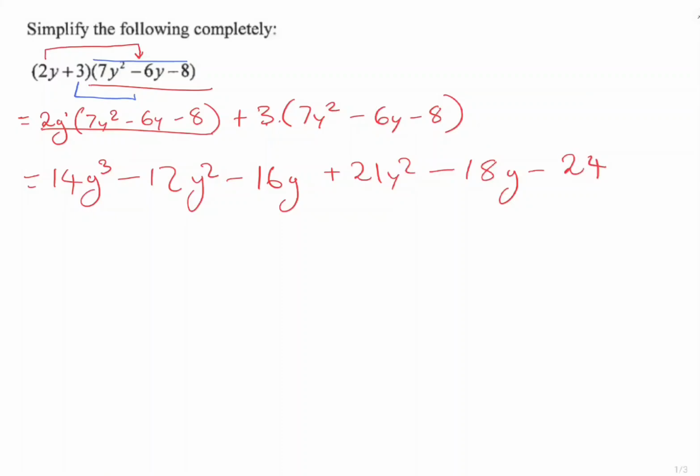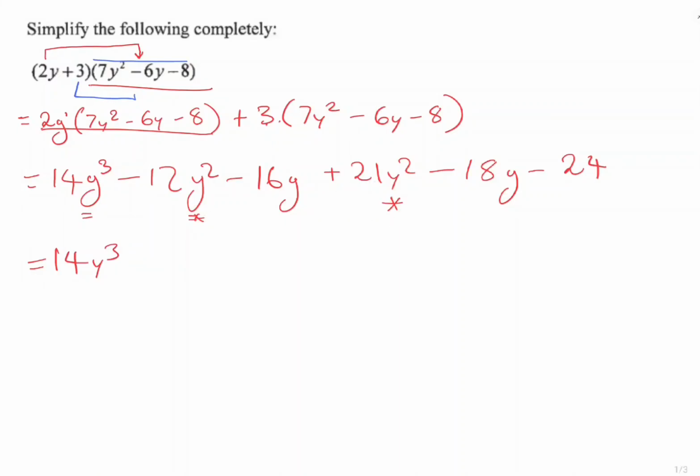Okay, the next thing that we have to do now is to add like terms. So you have to look at your expanded expression and ask whether there is any other term with a y cubed. By the look of it, there isn't. So the first term here I'm going to write is 14y cubed. Then the next one, you ask yourself, is there a term with y squared? There's this one. Let me just use a star so that I'm not confused.